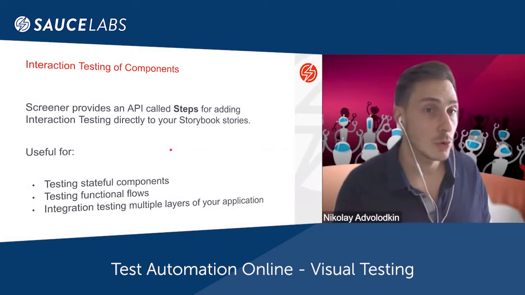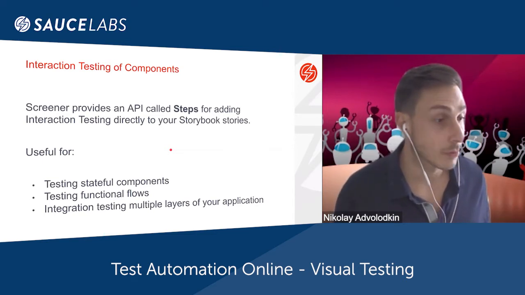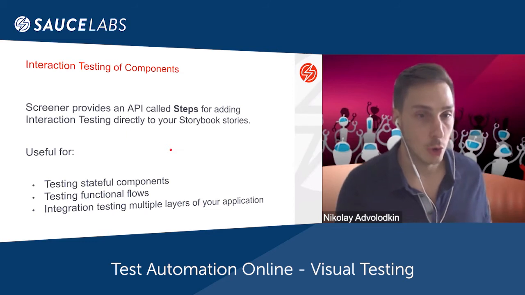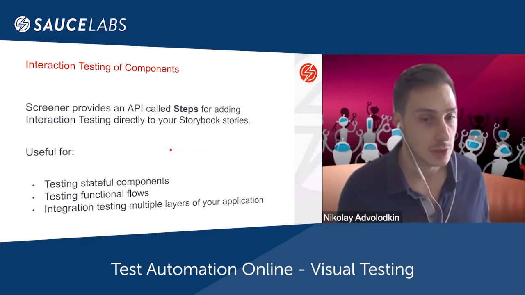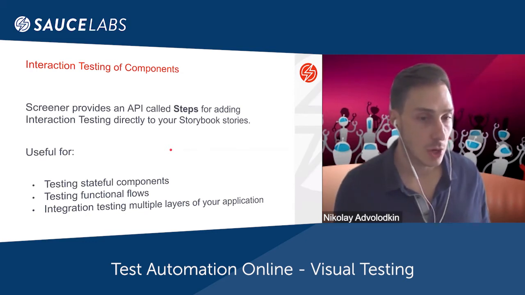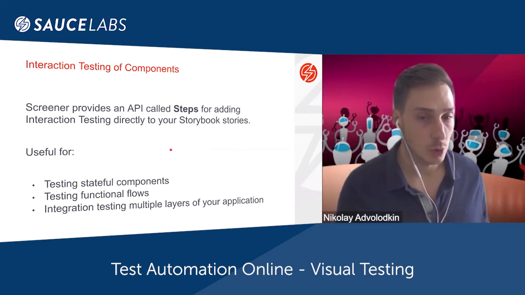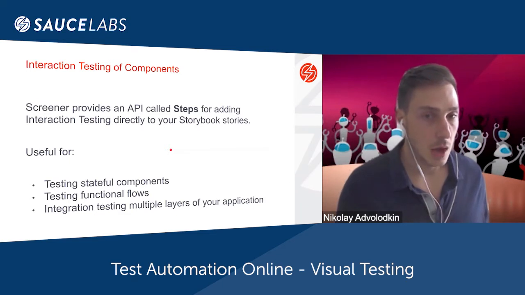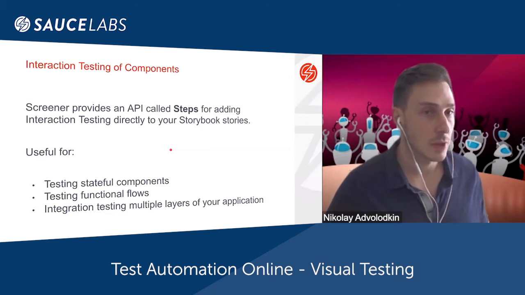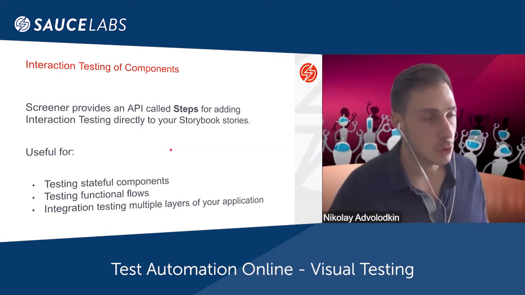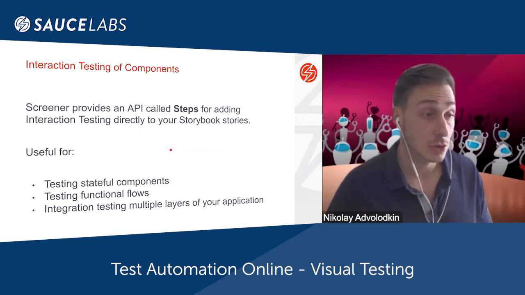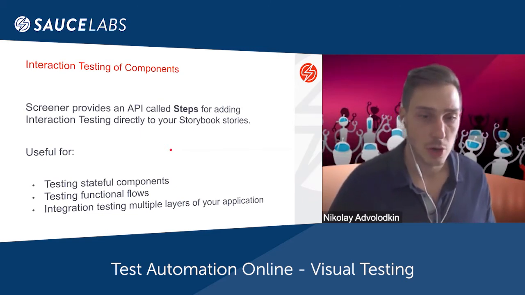We can also do interaction testing of components. What you all saw was a bunch of components that don't have state. But there are some components that do have state in our applications. And whenever we have such components, we can test those stateful components using our Screener Steps API. It allows us to navigate through an application and invoke different kinds of events so that you can capture a snapshot of your application in a certain state and make sure that everything looks as you want it to look.